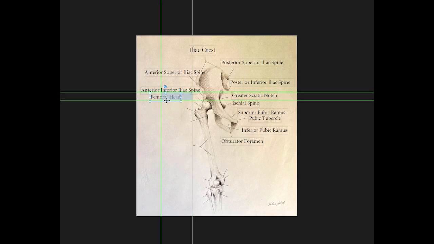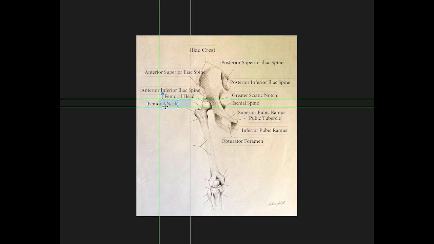The femoral head is going to be that round ball right there, and then directly inferior to it, we're going to have the femoral neck. And then we have these two trochanters of the femur.